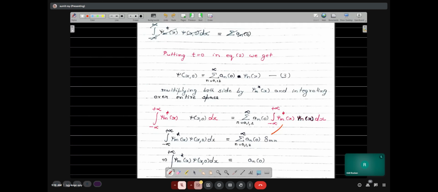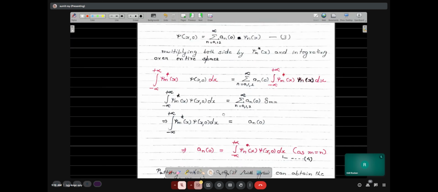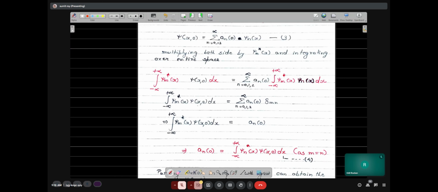Now, this is delta mn. Left hand side, we are carrying it as it is. Now, think of this statement that how will you get this from the above equation. थोड़ा सा मैथमेटिकली सोच लीजिए.